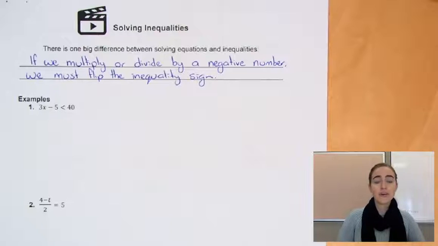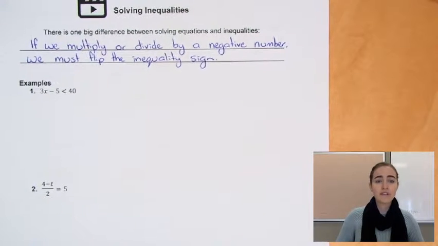In this video, I wanted to have a look at solving inequalities. When we're solving inequalities, it's very, very similar to when we're solving equations, but there is one really important difference. If we multiply or divide by a negative number, we have to switch the inequality sign, so flip it over, to keep that inequality statement being true. So let's have a look at some examples.